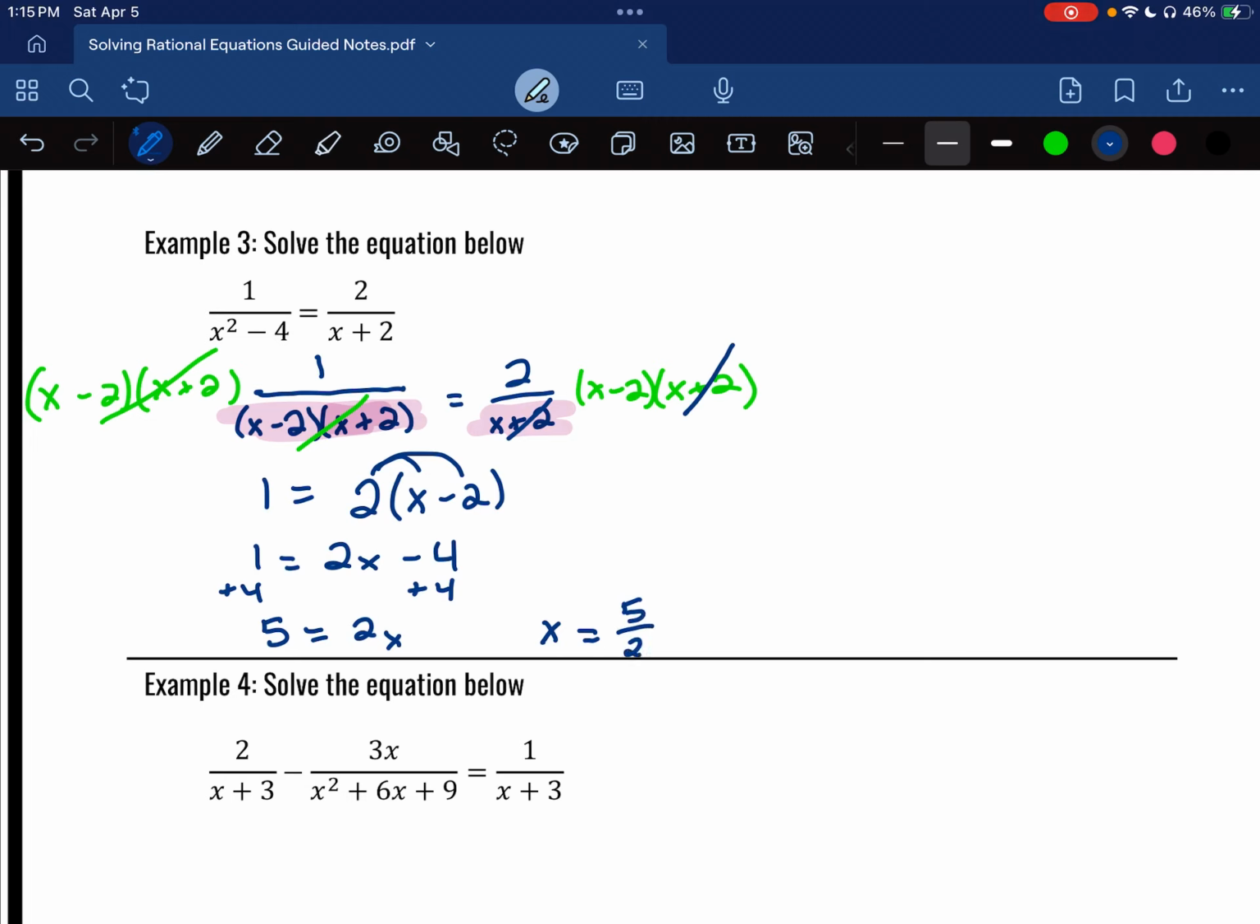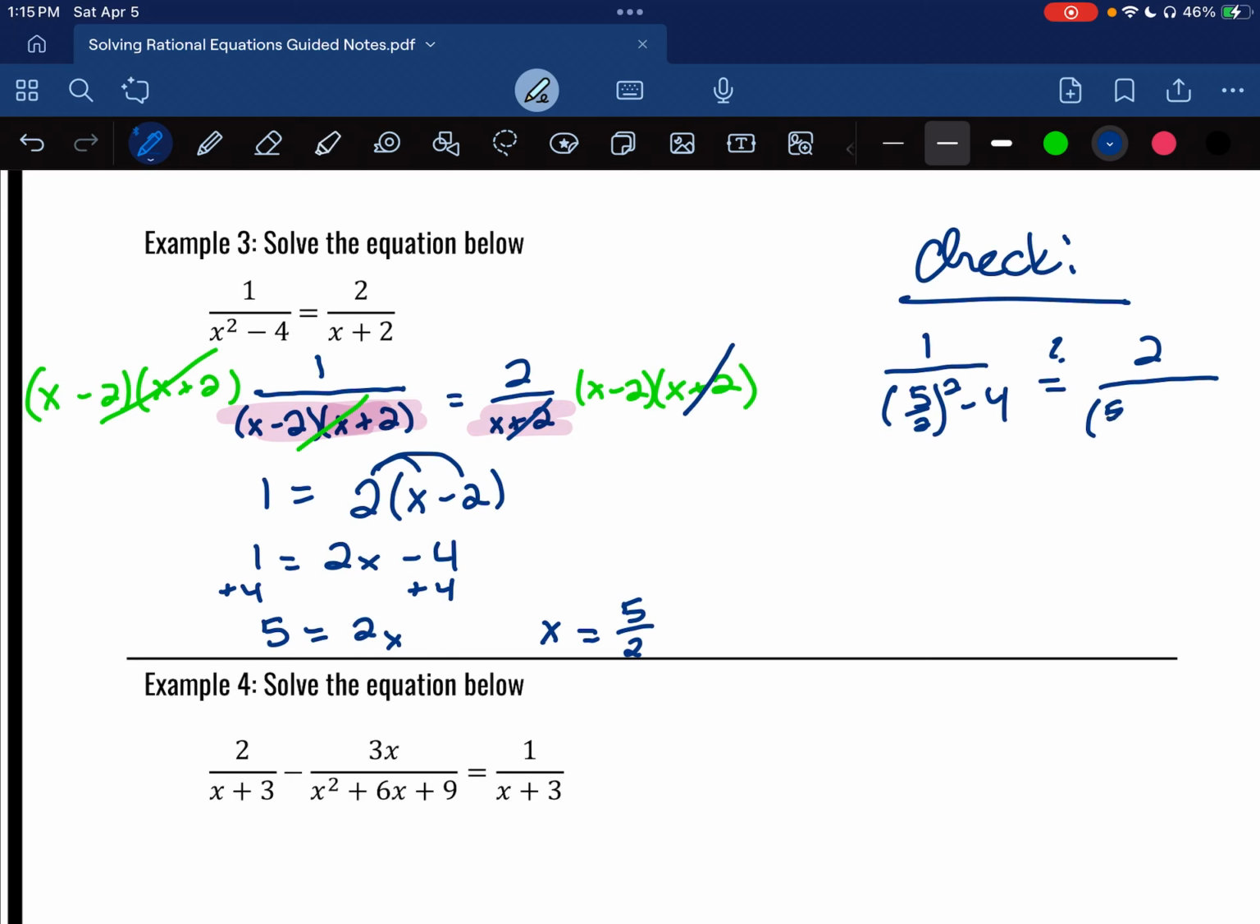Now let's check our work. So I've got 1 over 5 halves squared minus 4, and I'm trying to see, is that going to be equal to 2 over 5 halves? See, got to plug that in everywhere. There was an x in our original equation. Notice I went all the way back to the beginning before I had even factored.